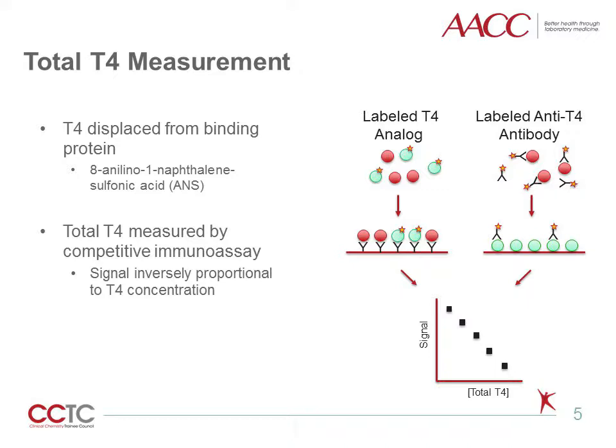In the labeled analog format, labeled analog competes with thyroid hormone in the patient sample for a limited number of capture antibody binding sites. In the labeled antibody format, thyroid hormone in the patient sample competes with hormone bound to the solid phase for a limited number of labeled detector antibodies. In both cases, signal is inversely proportional to thyroid hormone concentration.